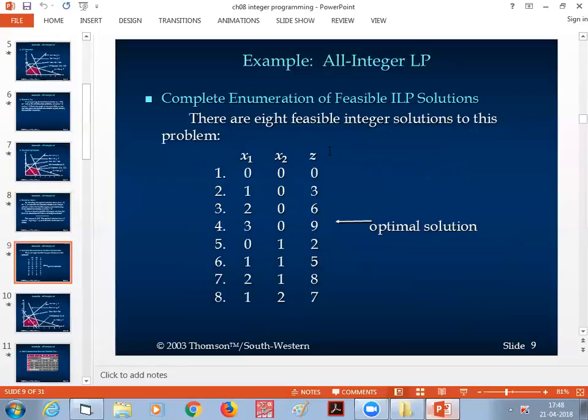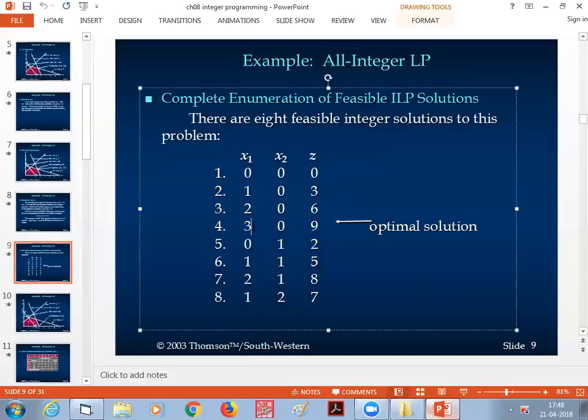But one way, of course, is to take all possible combinations, complete enumeration. All possible combinations are 0, 0, 0, 1, 0, 3, 2, 0, and so on, with the Z value here: 0, 9, 6, 3, and so on. The maximum is for the one where x1 equals 3, x2 equals 0. But this is a small problem, so we could find all of these. For a larger region, and especially in higher dimensions, finding all these points is not so simple. So this is not the best way of solving this.